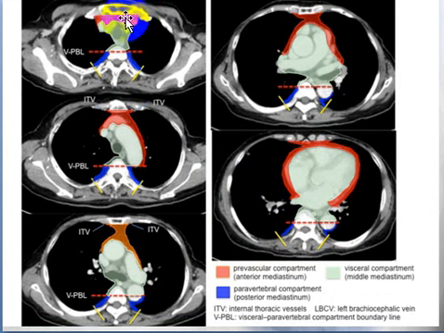Here, this is the anterior mediastinum in the red, and the middle mediastinum in the green color, and the posterior mediastinum in the blue color. The green color is the middle mediastinum, and this is the viscera of the mediastinum.